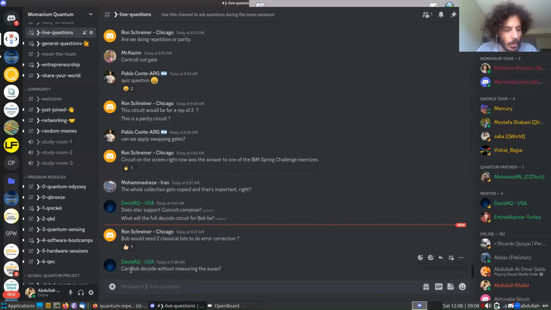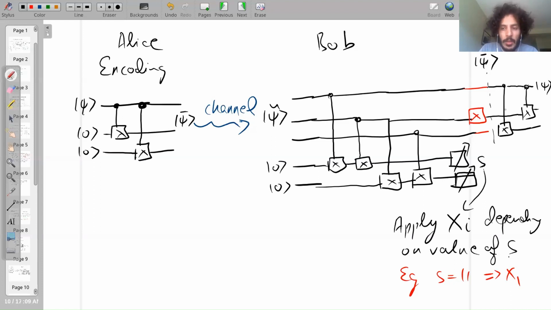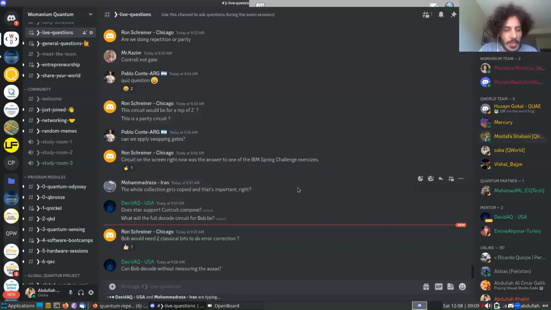David, can Bob decode without measuring the ancillary qubits or auxiliary qubits? No, so it is quite important. You can't really do error correction without measuring the ancillaries. In this case, actually, it's possible to do it, but you should not take that as a lesson. We will very quickly go to codes in which it's not possible to do the decoding without measuring, and the measuring is actually quite important. You'll see.